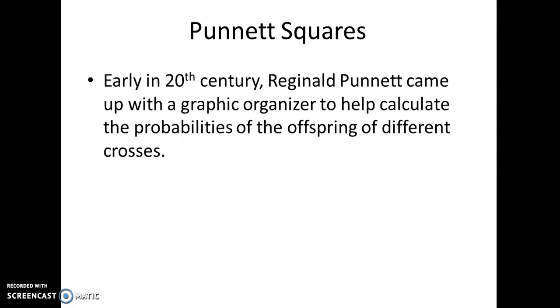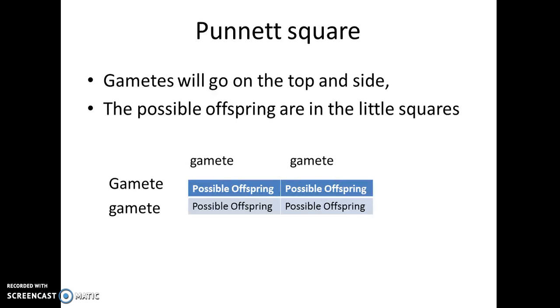So early in the 20th century, a gentleman by the name of Reginald Punnett came up with graphic organizers to help us calculate the probabilities of the offspring of different crosses. And you know these as Punnett squares. If you say, I love Punnett squares, they are fun to do. I know that. So the reason why they're called Punnett squares is because of Reginald Punnett. He came up with it.